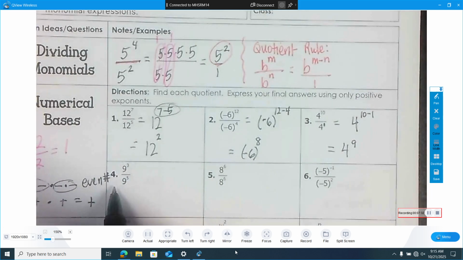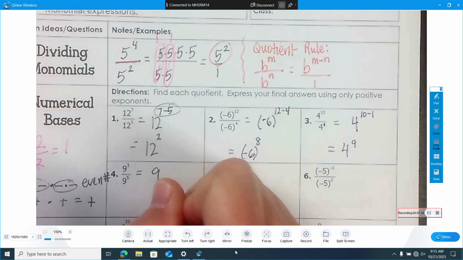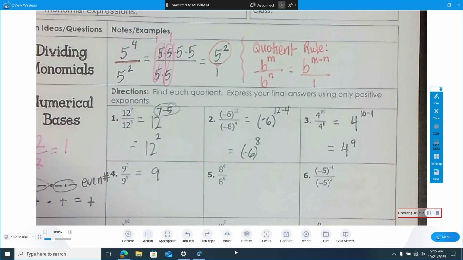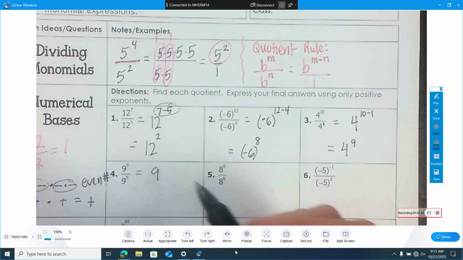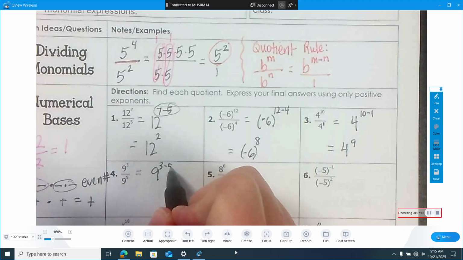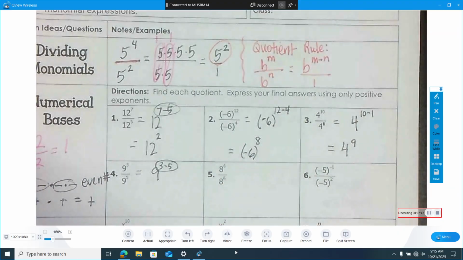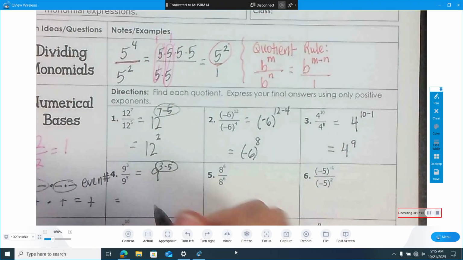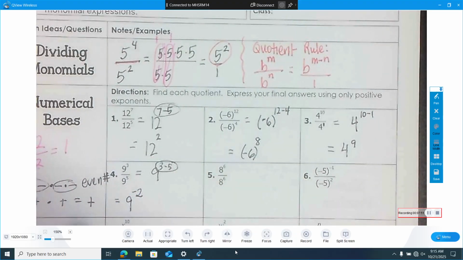All right, number 4. Again, they have the same base. So the base stays the same. It's a 9. What do our exponents do? What should I write for my exponents? 3 minus 5. Be very careful. 3 minus 5 is going to give me what? Yeah, 9 to the negative 2.